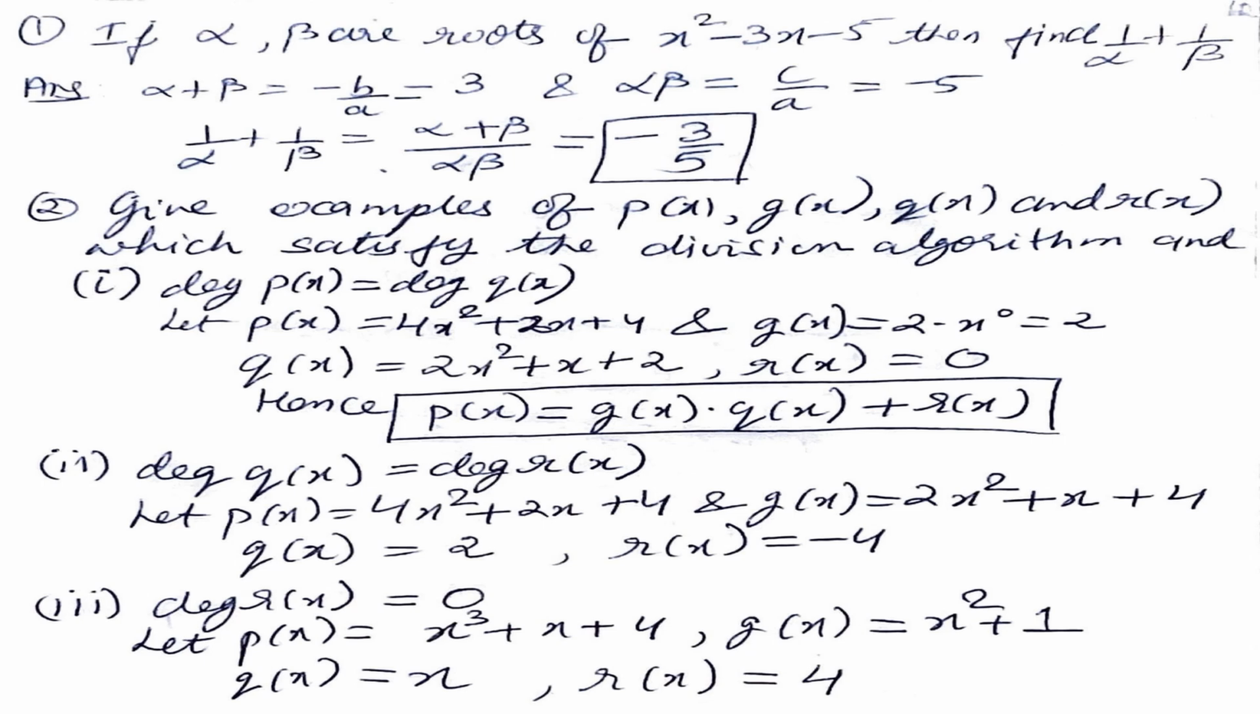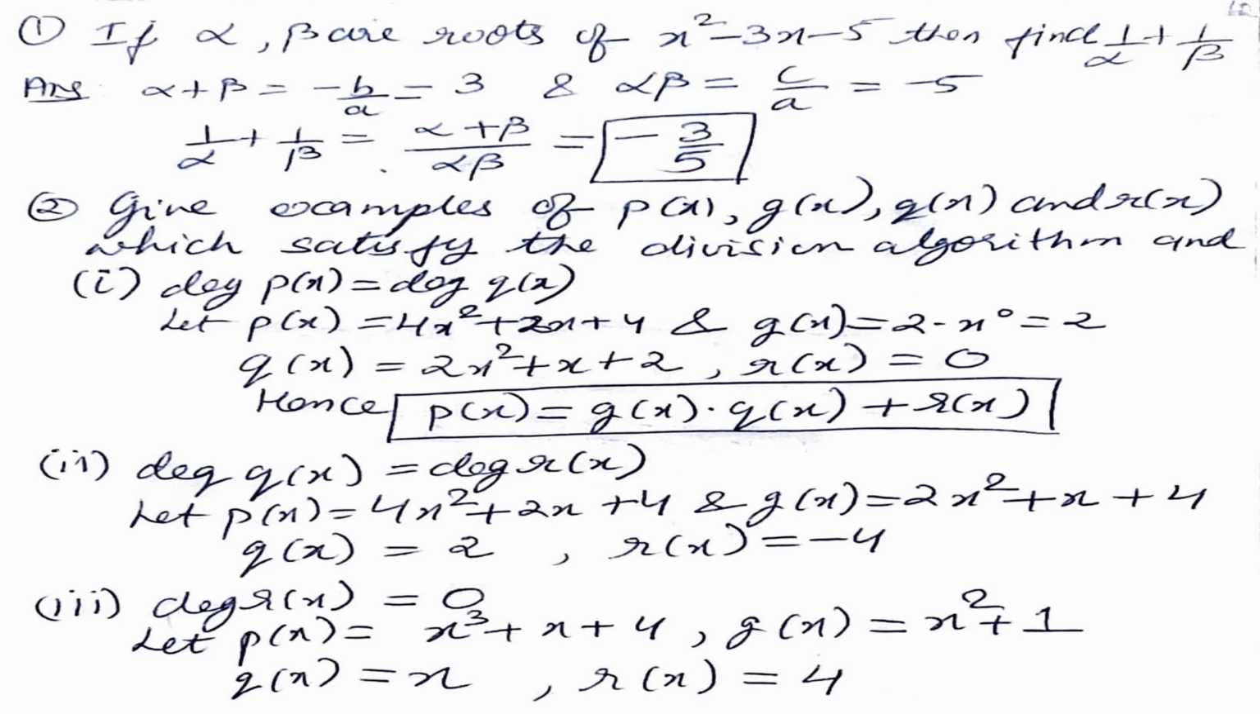Some small questions. If alpha beta are roots of x square minus 3x minus 5, then find 1 upon alpha plus 1 upon beta. We know sum of roots alpha plus beta is minus b by a, which here will be minus of minus 3 by 1 or 3. And alpha into beta is c by a, which is minus 5 by 1 or minus 5. We want 1 upon alpha plus 1 upon beta. So simplifying, we get it equal as alpha plus beta upon alpha beta. Putting the values, we get it equal to minus 3 by 5.